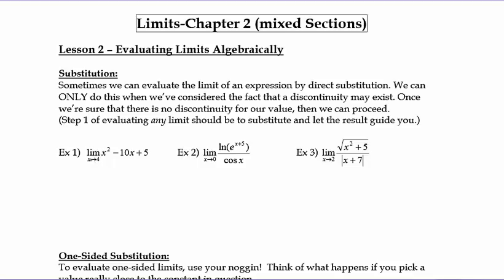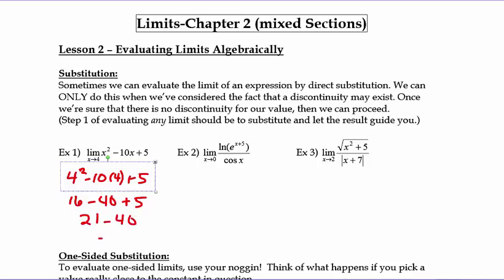So, x approaches 4 of a parabola. Well, a parabola is a polynomial. Every polynomial has a domain of all real numbers, and every polynomial is continuous and differentiable, but that comes up later. So anytime you have just a polynomial, you can just plug it in. The limit as x approaches 4 is going to be the same as what you get when you just plug in 4. So I have 16 minus 40 plus 5, which is going to be, let's see, 16 and 5 is 21, minus 40 is negative 19. So there's the value of your limit.